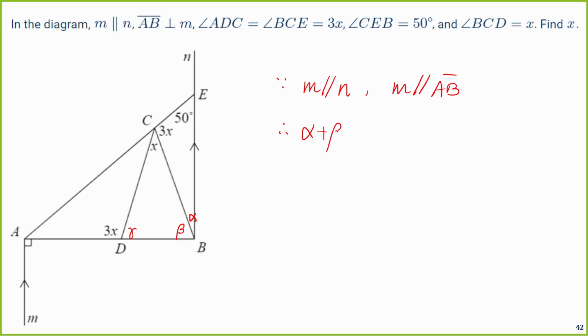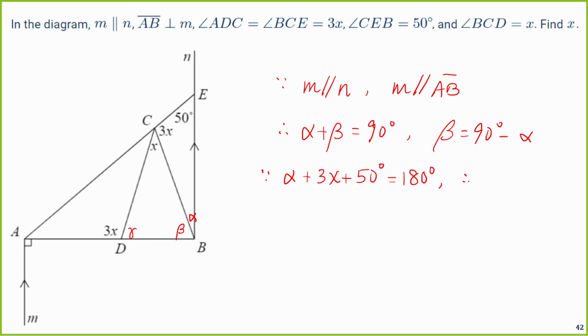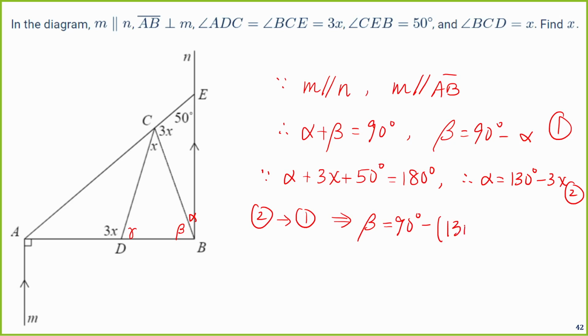Then we know alpha plus beta must equal 90 degrees, right? Then beta equals 90 degrees minus alpha. And because alpha plus 3x plus 50 degrees equals 180 degrees, therefore we know alpha equals 130 degrees minus 3x, right? So let's call this equation number 1, and this is equation number 2. We can put equation number 2 into equation number 1. This will give us beta equals 90 degrees minus (130 degrees minus 3x), which equals 3x minus 40 degrees, right?